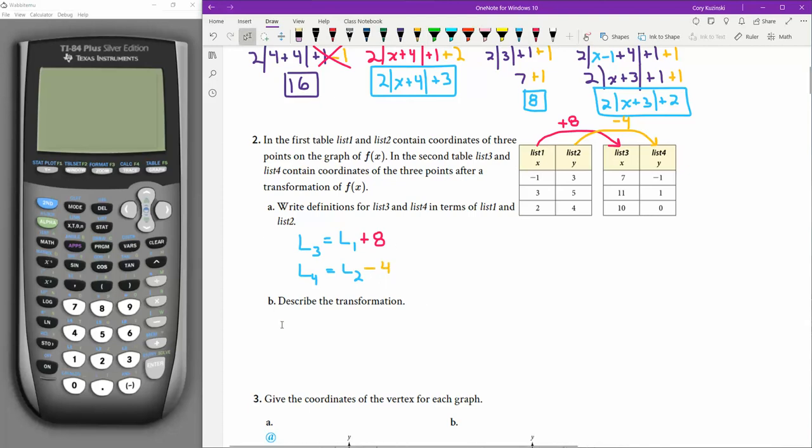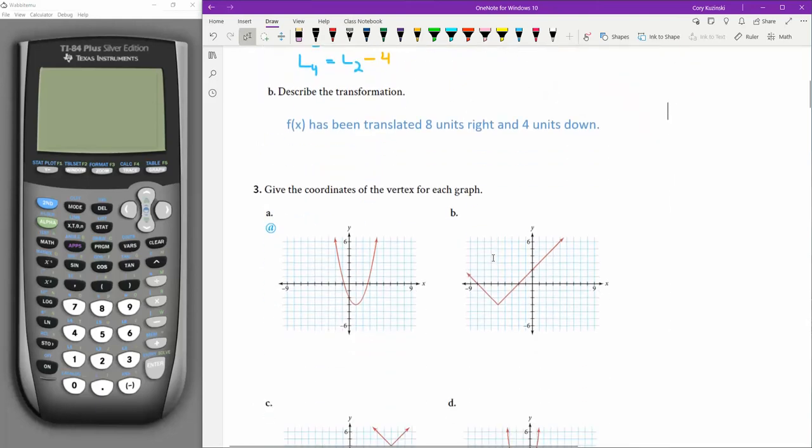So to describe this transformation, I would say, let's go, f of x has been translated 8 units to the right, or 8 units right, and 4 units down. So 8 units right, added 4, moved it to the right. That's what list 1 controls. That's our x values. And 4 units down, that's list 2 and 4. Those are our y values, so that controls vertical movement.